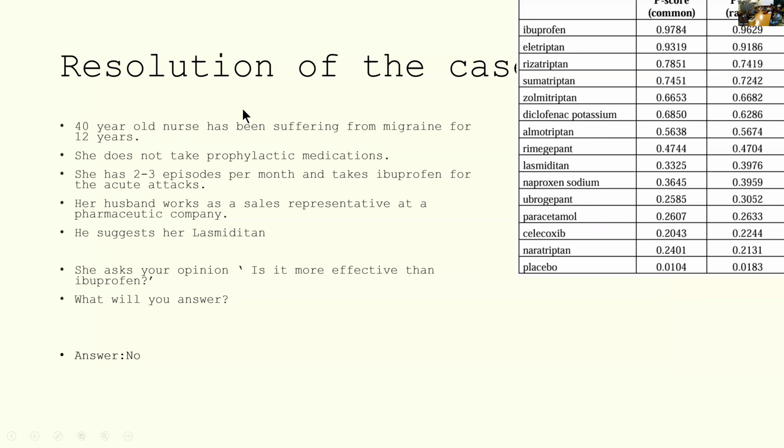So for resolution of the case, when this patient comes to your OPD, I would probably say no. One reason is Brufen overall at 48 hours seems to have a better effect than the last-minute option.